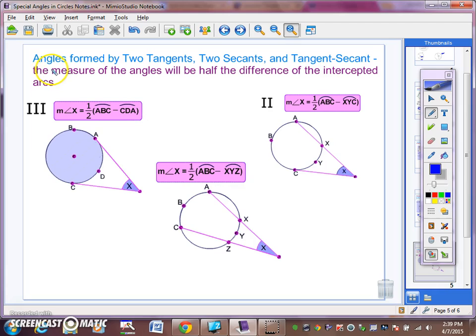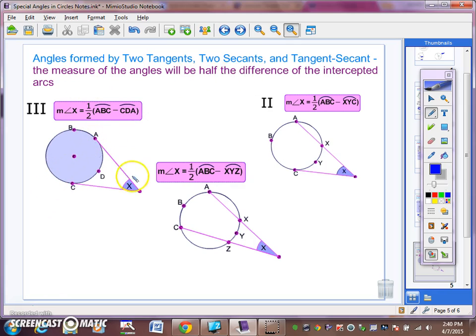Okay, then we have angles formed by two tangents, two secants, and a tangent secant. So here's our two tangents. Here's our two secants. And here's our secant and a tangent. Now they all use the same formula. We're going to measure the angle is going to be half the difference of the intercepted arcs.